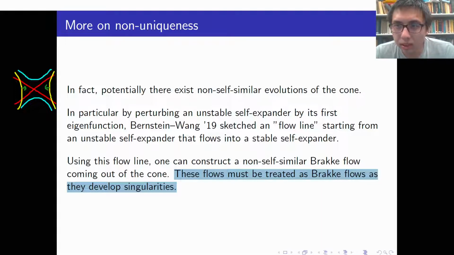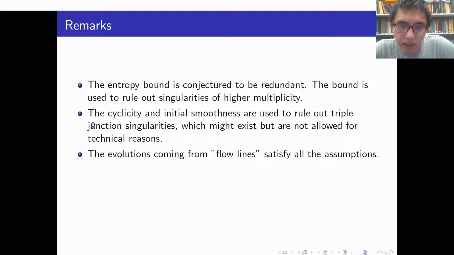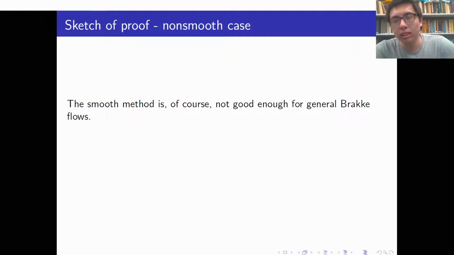Now, to make this rigorous, there are a lot of things you have to take care of, especially the issue of genericity. So the actual argument for why these flows have to develop singularities is a little bit longer than I would hope, but you can show that these flows do develop singularities. So in that case, we cannot treat them as smooth mean curvature flows, but we have to treat them as integral Brakke flows. And that's why in this more general case, the smooth parabolic maximum principle stops working.